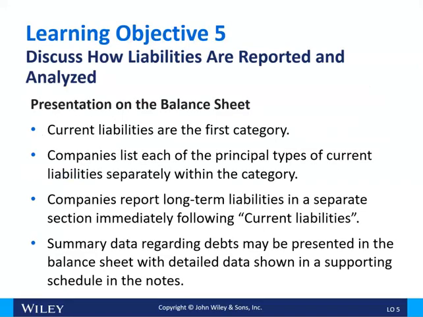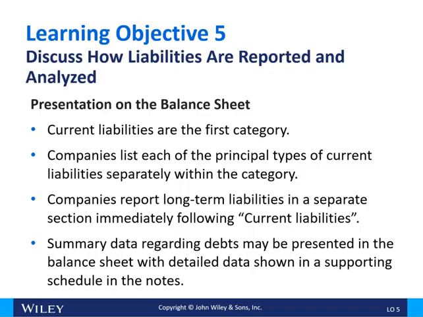Now let's look at how liabilities are reported and analyzed. On the balance sheet, we have two categories of liabilities. We have current liabilities, that's the first category. Companies list each of the principal types of current liabilities separately within that category. So we talked about accounts payable, sales tax payable, salaries and wages payable, current portions of long-term debt, so those types of things.